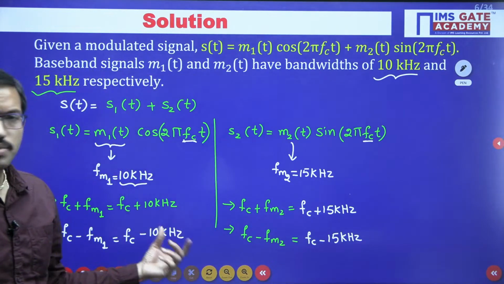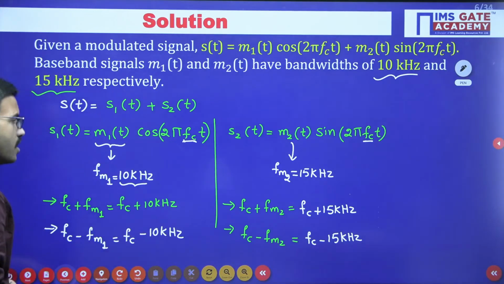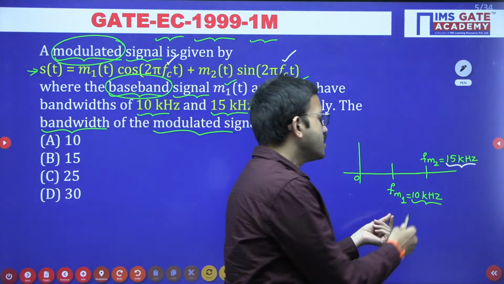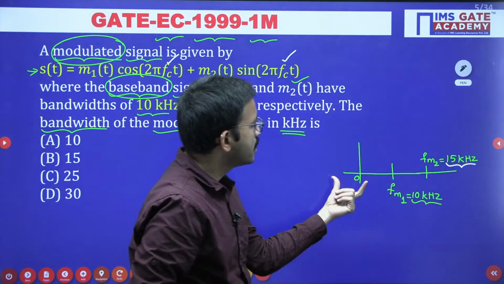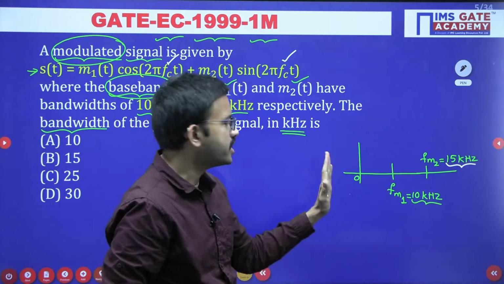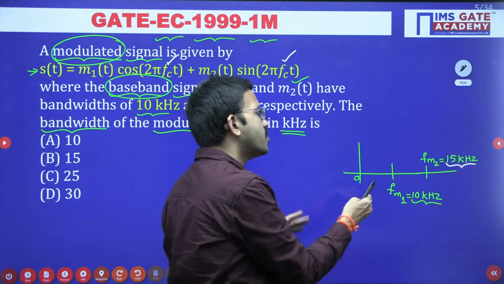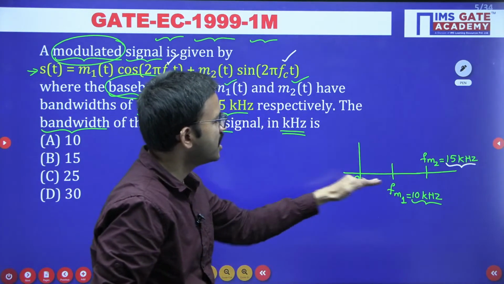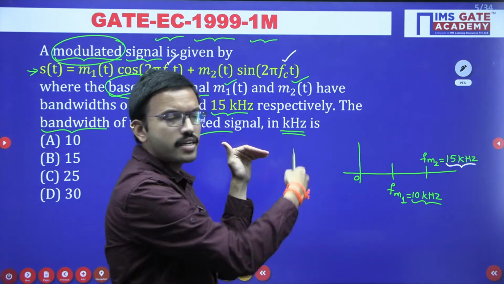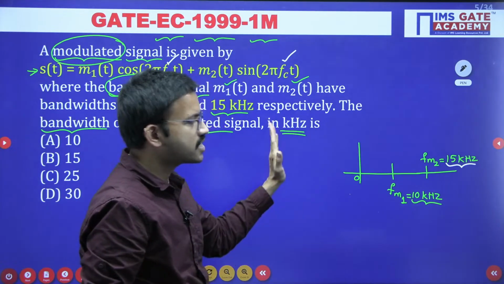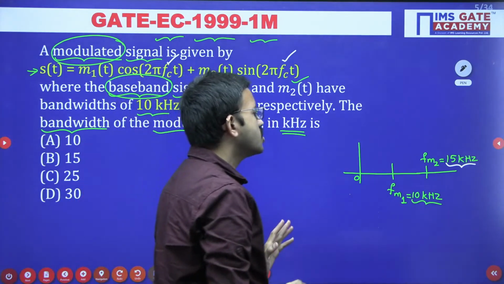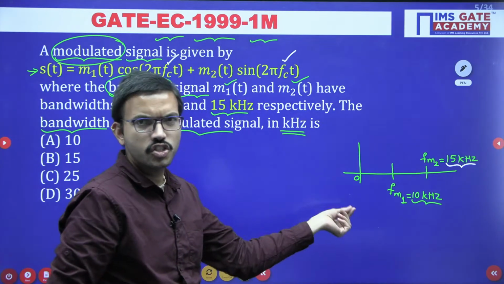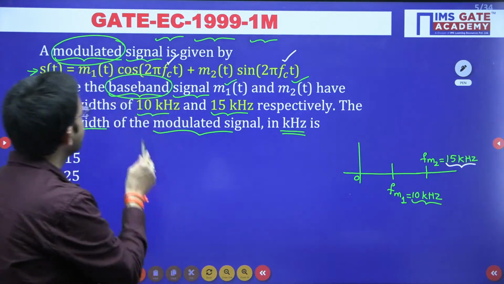Now, what is your observation point? Whatever frequencies you have in the original message signal are nearer to zero frequency. Here you have a single tone, that is the reason you will get impulses. Similarly, if you draw on the negative frequency side, at minus fm1 and minus fm2, you will get the signal strength. So whatever frequencies you are getting are centered around the origin, around zero. That is the reason we call this particular signal a baseband signal.